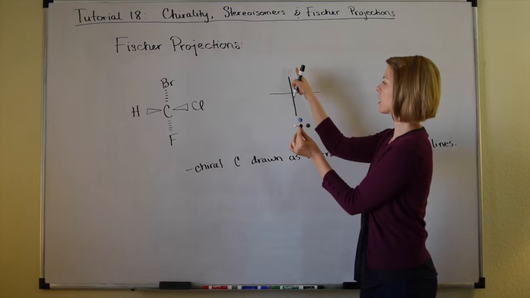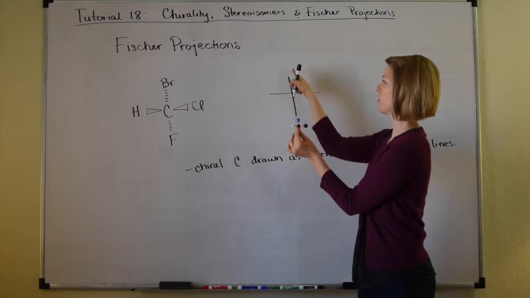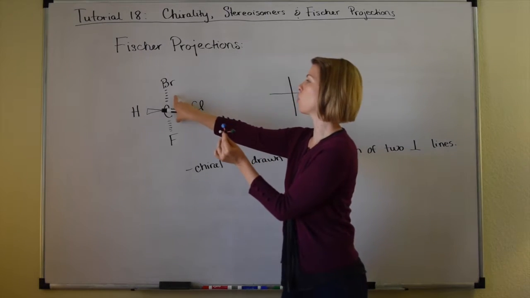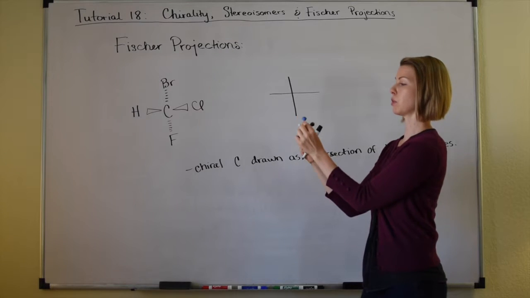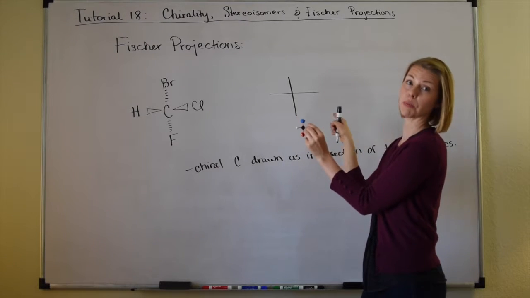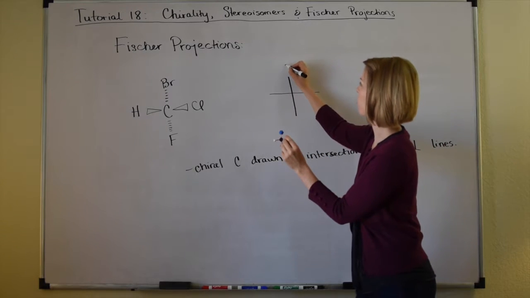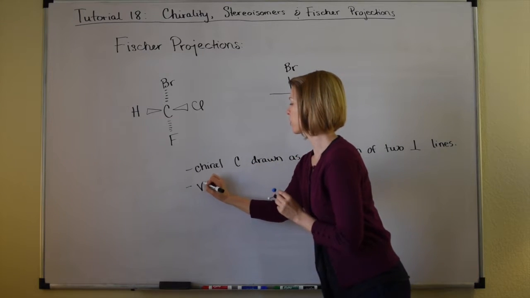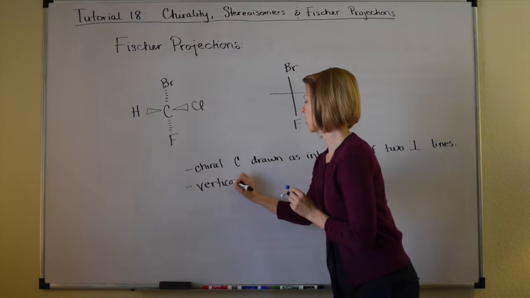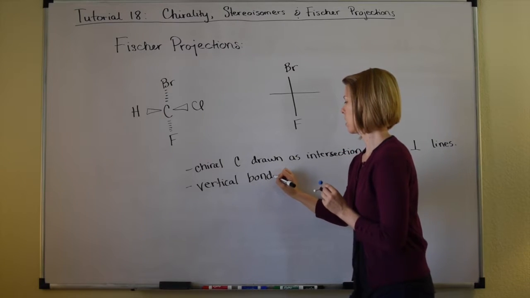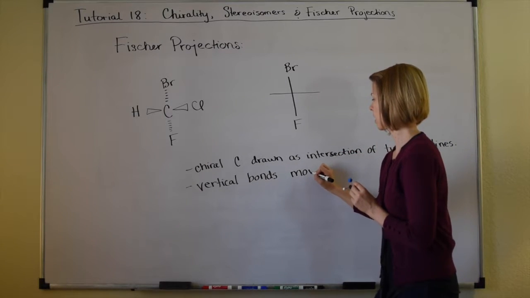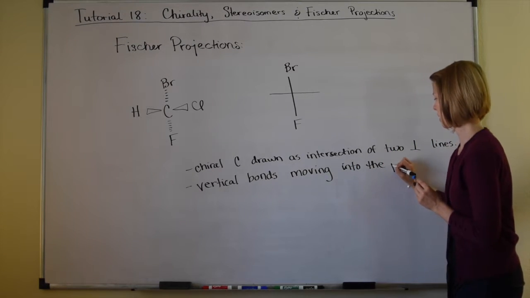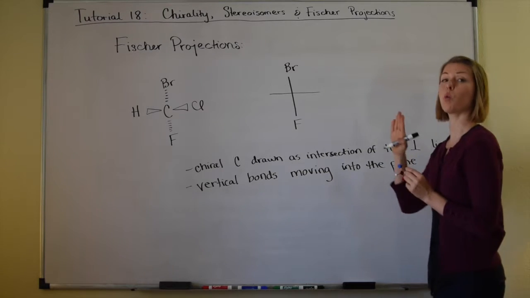And then everything that is shown on the vertical line is indicating a bond that's going away from you. These bonds, going to the blue and the red, are going into the plane of the whiteboard. Okay, so our bromine would be here, and our fluorine would be here. So I'm going to write down here, vertical bonds are moving into the plane. Okay, so they are going away from you.